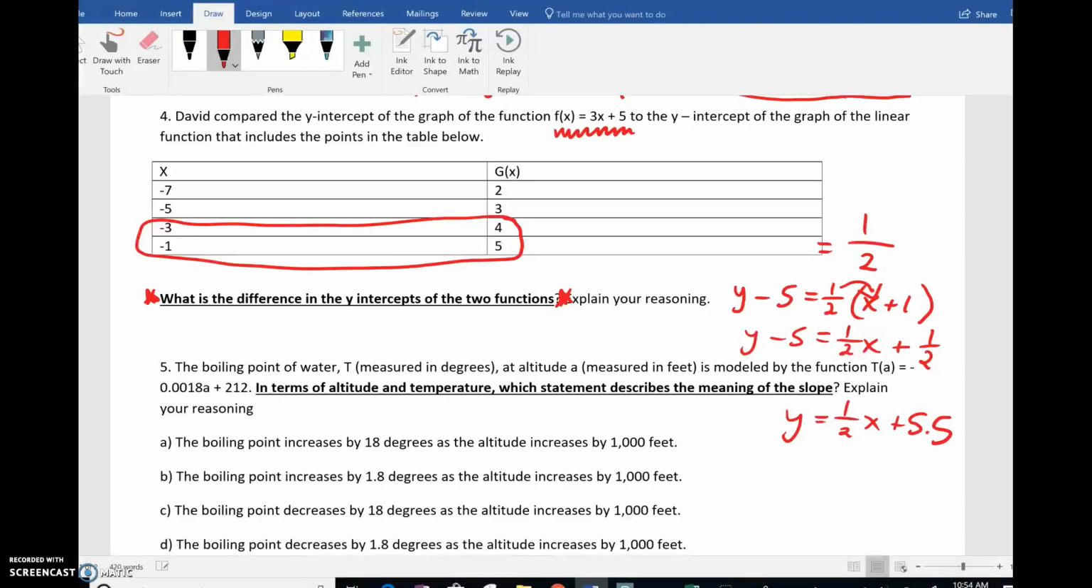So they told us, what's the difference in the two y-intercepts? Well, if this one's 5.5 and this one's 5, then they have a difference of 0.5.